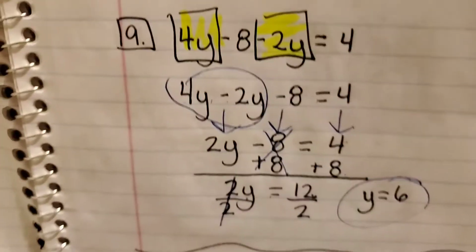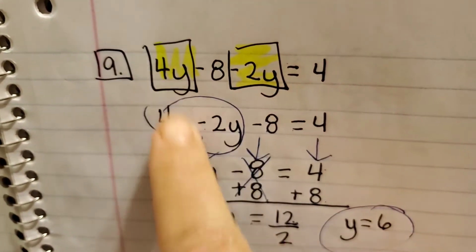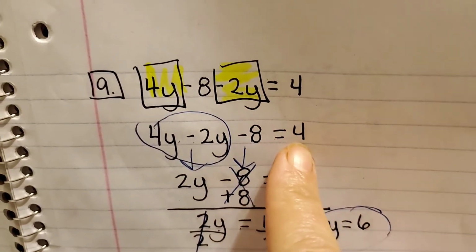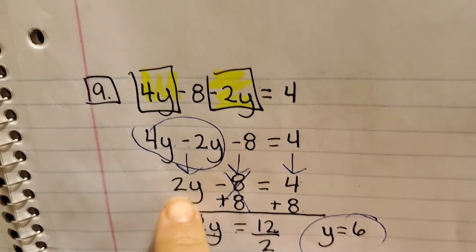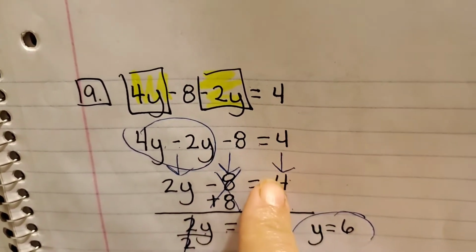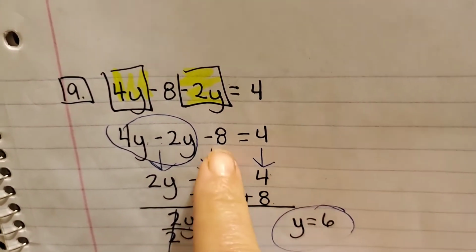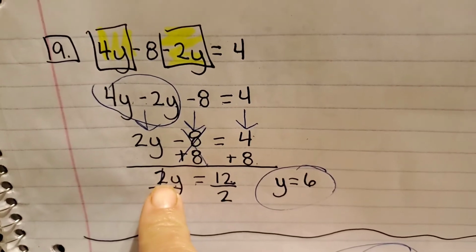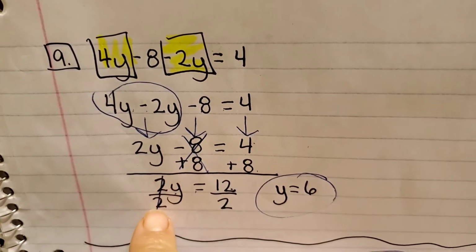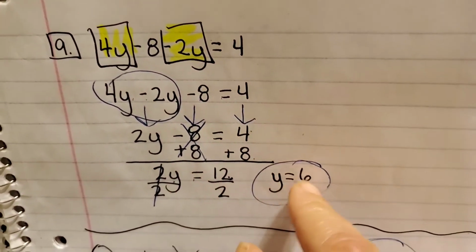For number 9, we just needed to combine these two. So we had 4y minus 2y minus 8 equals 4. 4y minus 2y is 2y. Bring this down, equals, bring this down. I'm going to move this over, and by doing the opposite, this goes away. This comes down. This is added together. And then we divide by the 2 that's attached to the y. 2 goes into 12, and y equals 6.